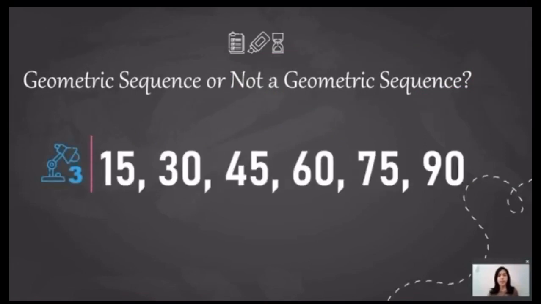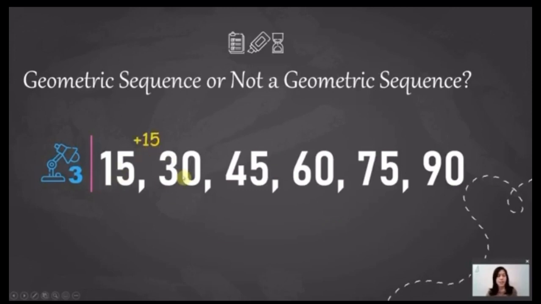15, 30, 45, 60, 75, 90. Let's consider the first term and then the second term. If we multiply 2 and 15, we get 30. And if you multiply 30 and 2, we will get 60. But our third term is 45. So we cannot consider multiplying by 2 in this sequence. I guess the pattern for this sequence is just adding 15.